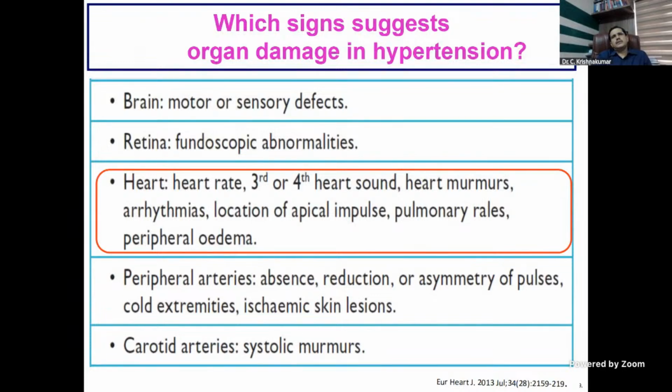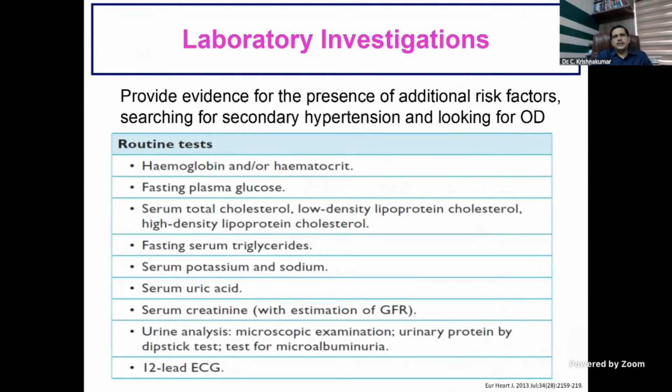Which signs suggest organ damage in hypertension? In the brain, motor and sensory deficits. In the retina, fundoscopy abnormalities in the form of hypertensive retinopathy. In the heart, third or fourth heart sounds, S3 or S4, tachycardia, cardiac murmurs, arrhythmias, a down and out shift of the apical impulse, pulmonary crepitations, and peripheral edema, ankle edema. In the peripheral arteries, absence or reduction of pulse, asymmetry in pulse, cold and clammy extremities, skin necrosis. Carotid bruit is one of the signs the patient can have in hypertension.